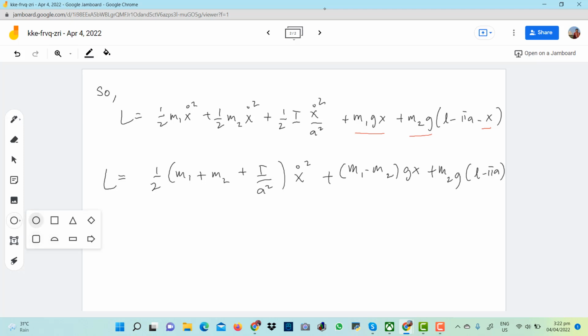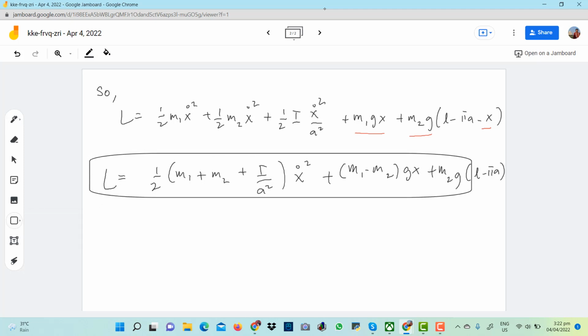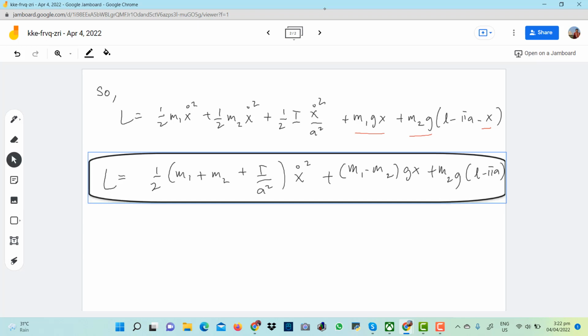Notice if we do not consider the pulley, what disappears is this pi a and the I over a square, the third term and the last term of your Lagrangian, if I do not include the pulley. Now, this is the Lagrangian, and take note there is only one generalized coordinate, with respect to x only.